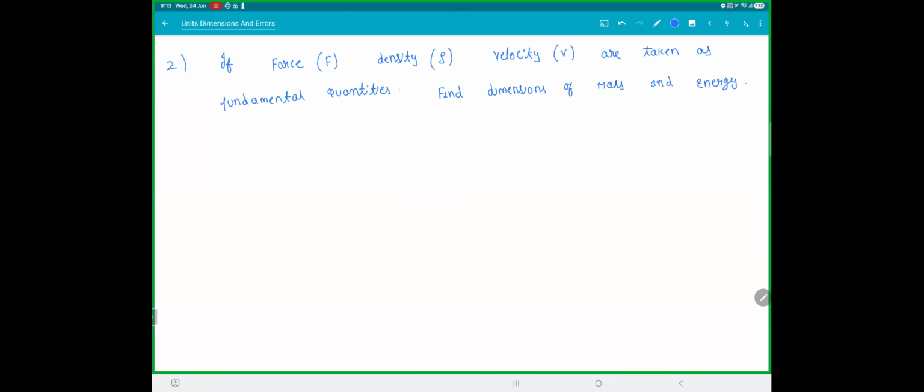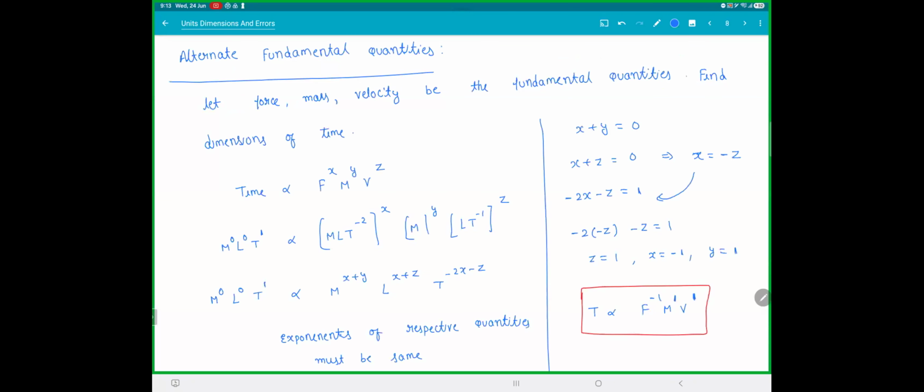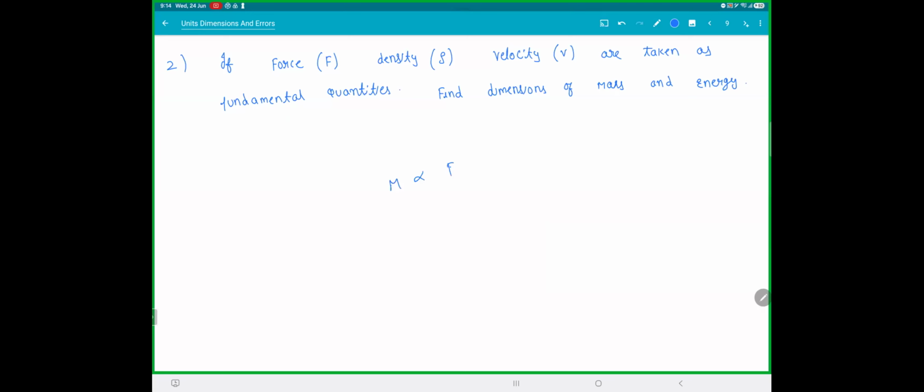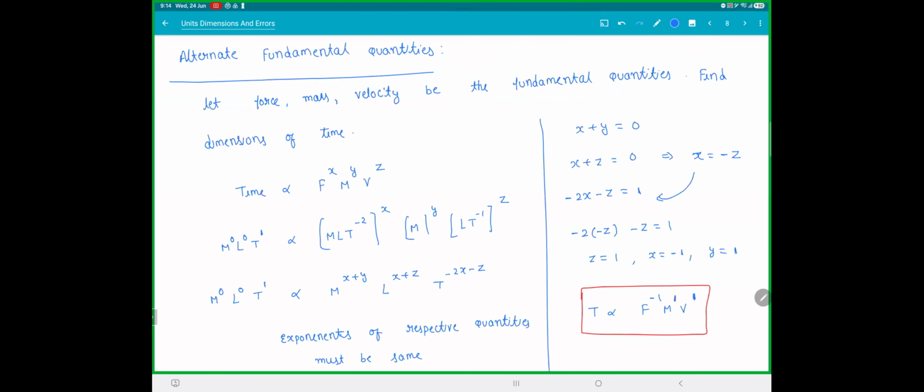So the answer should be F power something, rho power something, V power something. You have to get me those things. Again, remember how to approach this. This is how we start. Mass M is proportional to F power X, rho power Y, V power Z. Get your force, rho, V in the regular MLT, and then you compare. So you can have a look at this in case you want a reference.